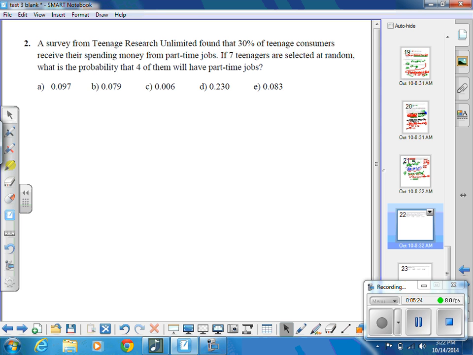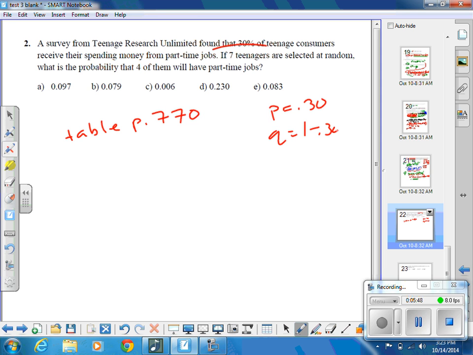The next one is the same type of problem. Notice it doesn't say anything about using the formula. I'm going to show you how to look at the formula. But this is where I say, hey guys, go to your table on page 770 and we're going to write out what everything is. It says here 30%, boom, that's my P. P is equal to 0.30. We make everything a decimal, which would mean Q is 1 minus 0.30, 0.70, okay?